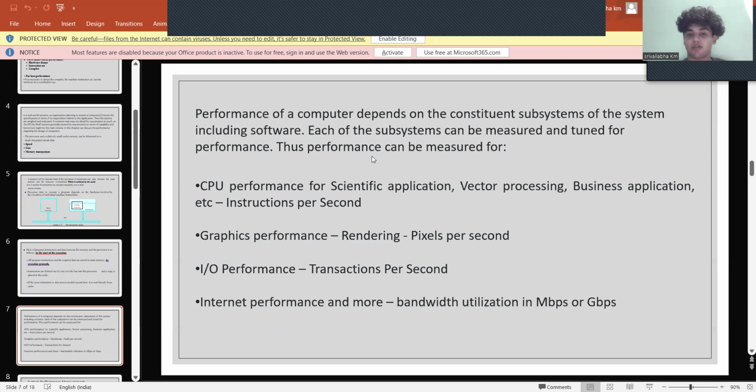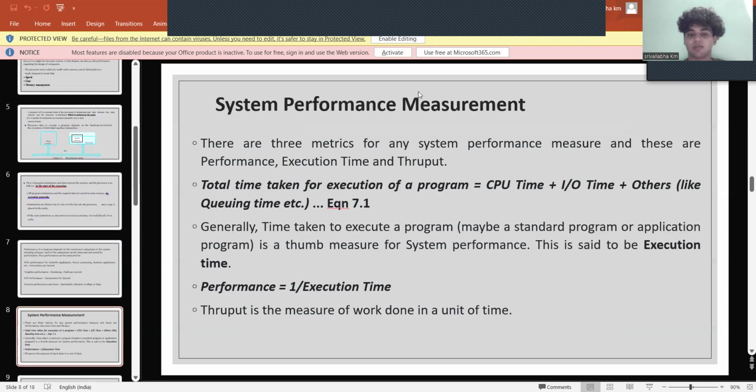Here the performance can be measured for CPU performance, graphics performance, input output, and internet performance. CPU is for business applications, scientific applications, etc. Graphics is for gaming, etc. Input output is for transactions, etc. And internet performance like bandwidth utilization. System performance measurement: total time taken for execution of a program is the CPU time plus input output time plus queuing time, and the performance is equal to 1 divided by execution time.